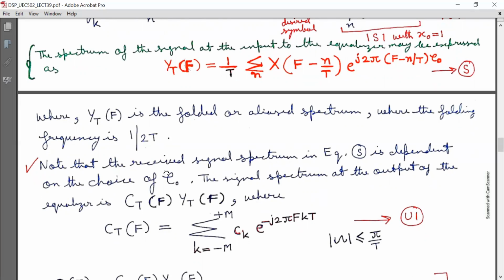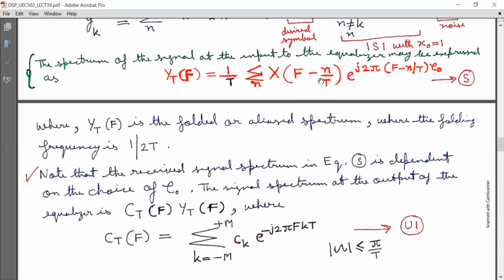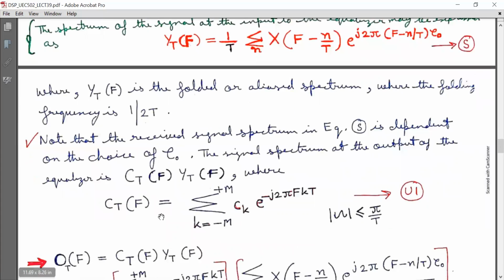Note that the received signal spectrum in equation S, look at this, is dependent on the choice of tau naught. So it is dependent on tau naught. The signal spectrum at the output of the equalizer is C_T(f) into Y_T(f), where C_T(f) is equal to summation k running from minus m to m c_k e raised to minus j 2 pi f kT. Mark it as equation U1. For omega magnitude less than or equal to pi by T.